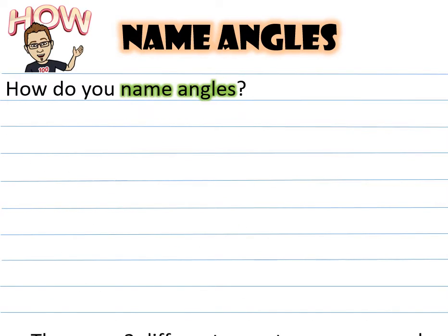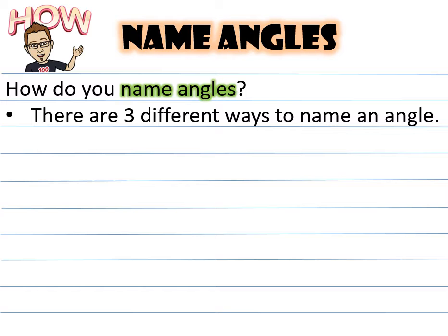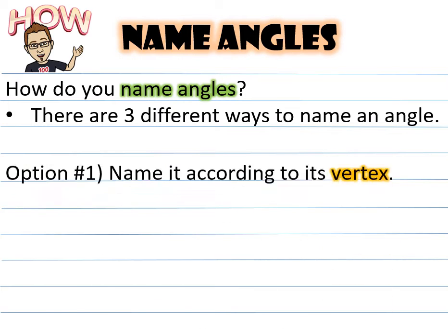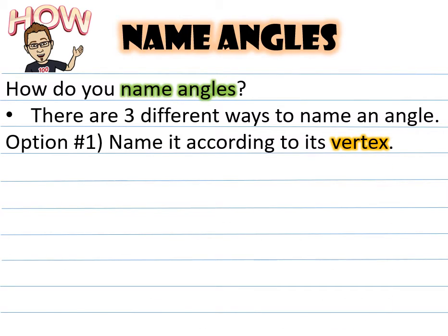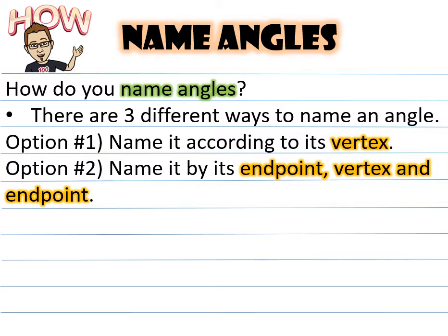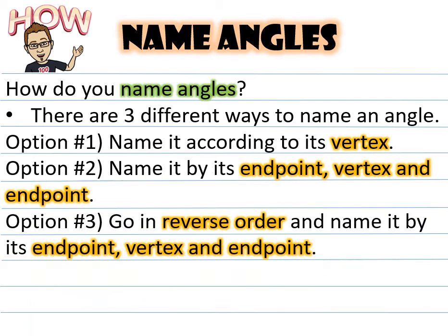How do you name angles? There are 3 different ways to name an angle. Option number 1 is to name it according to its vertex, and that way you only have to use one letter. Option number 2 is to name it by its endpoint, vertex, and other endpoint. And option number 3 is to go in the reverse order, naming it by its endpoint, vertex, and endpoint, but in the opposite order.